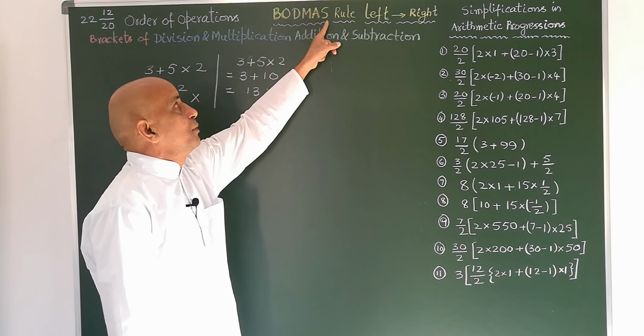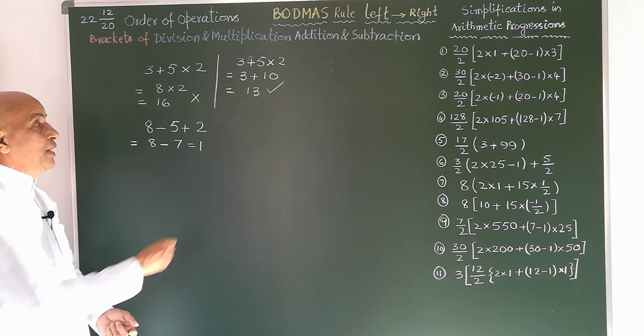Now, why this left to right? That also you see. Suppose I have 8 minus 5 plus 2. Now, what does this rule say? Addition and subtraction. So addition is coming first, right? So if I follow this rule, addition is coming first, then subtraction. If I apply that rule, this becomes 8 minus, I add these two, 5 plus 2 is 7. Then 8 minus 7 is equal to 1. But this is the wrong answer.